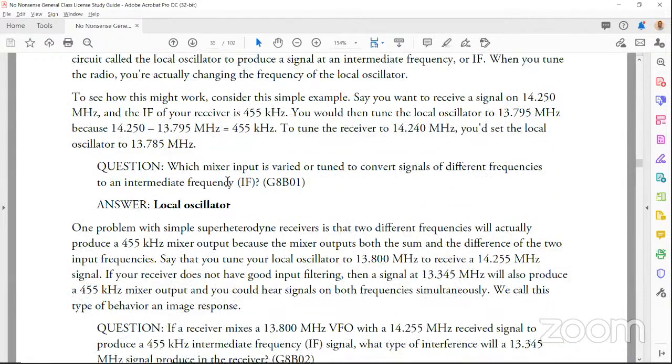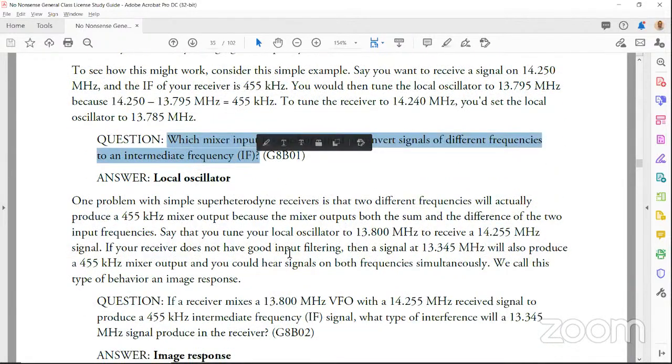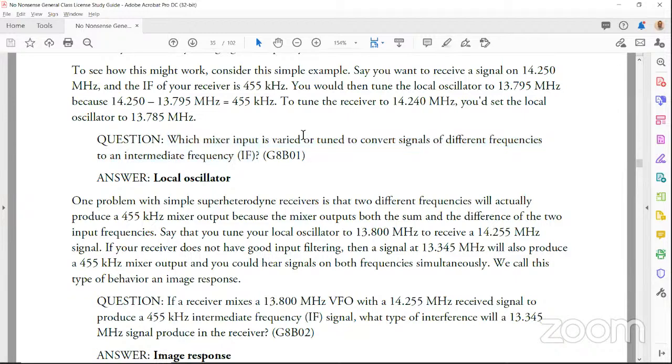Next question in the question pool. Which mixer input is varied or tuned to convert signals of different frequencies to an intermediate frequency? So let's dissect this question and see what they're really asking us. So what they're talking about here is tuning a radio. So we have our transceiver or radio and we're tuning a frequency on the dial. 14.240, for instance. We're tuning that, or 14.250. We're tuning the signal on the radio.